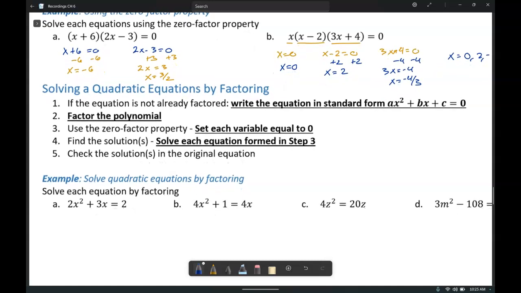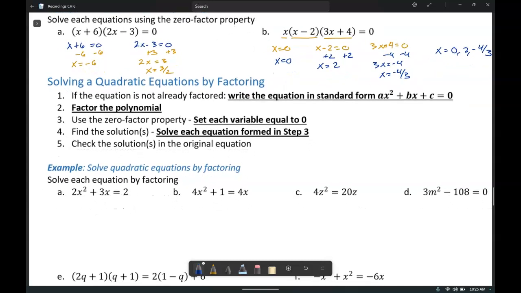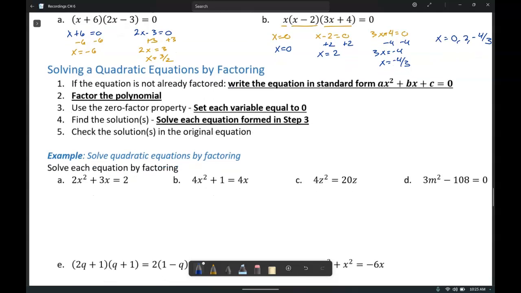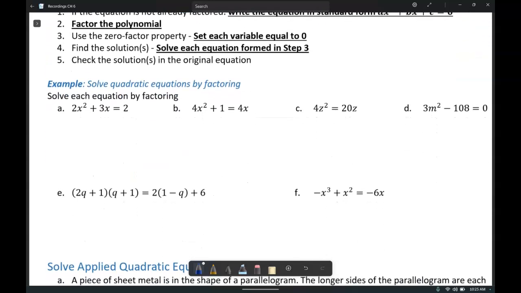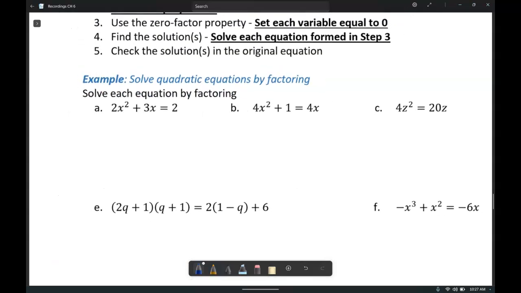Now, if the equation is not already factored, then we're going to have to factor it. So we want to write the equation in standard form first, then we'll factor the polynomial, use the zero factor property, and then find the solutions to each of those. And it's always a good idea to check the solution within your original equation to make sure the factors are correct. To start out, we'll go ahead and set this equation in standard form by subtracting 2 from both sides of the equation. And then we'll go ahead and factor it using grouping techniques.